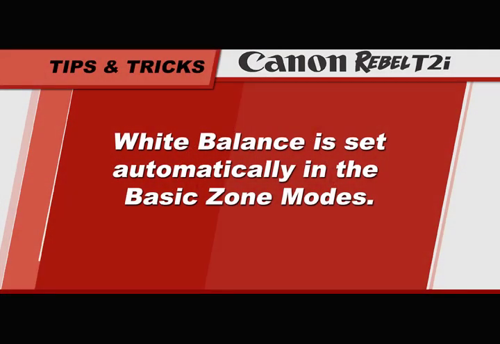If natural-looking colors cannot be obtained with the auto white balance, you can set the white balance manually to suit the respective light source. In the basic zone modes, the white balance will be set automatically. Your camera will attempt to automatically determine the white balance when it's set to the auto white balance mode. This is the default setting, but you can get better results by setting a preset white balance or by manually customizing the white balance. Here are some of your options.